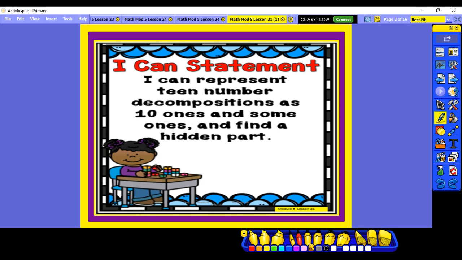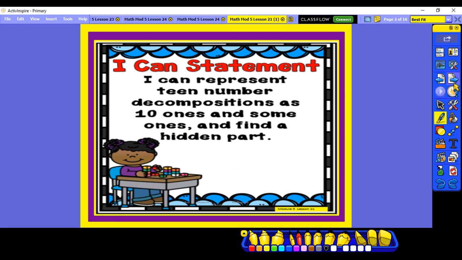Hi Cardinals, today we're going to look back at our team numbers and our number sentences and number bonds so we can reach the learning target that says I can represent team number decompositions as 10 ones and some more ones. That means that we're going to start with the whole amount, then we're going to find the two parts. With our whole is part plus part. Then we're going to step it up a notch and we're going to find a hidden part.